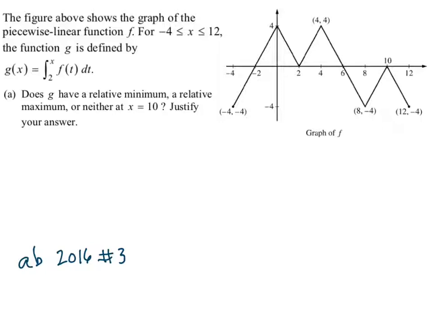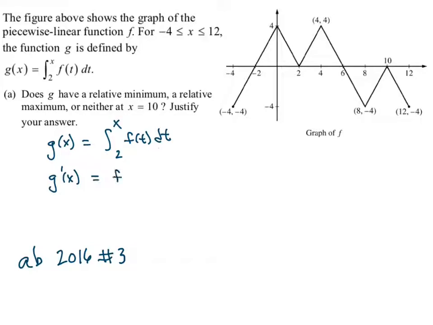So for the first part, they want us to know, does G have a relative max or a relative min, or neither at x equals 10, and of course justify your answers, so we should show some kind of work in here. So first things first, I would just think about that integral expression, and if I'm finding relative maxes, relative mins, I should find critical numbers, and that's where the first derivative equals 0. So let's go ahead and find the first derivative. So we'll find g prime.